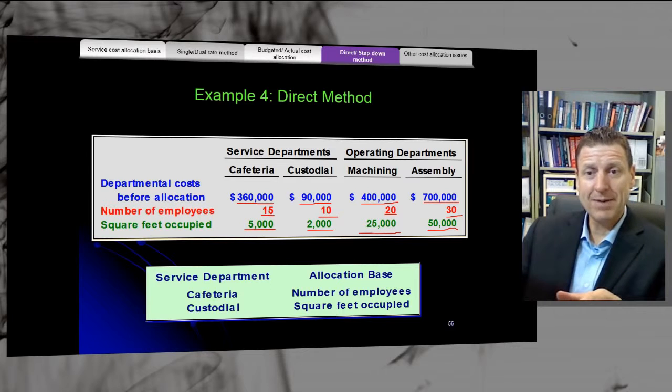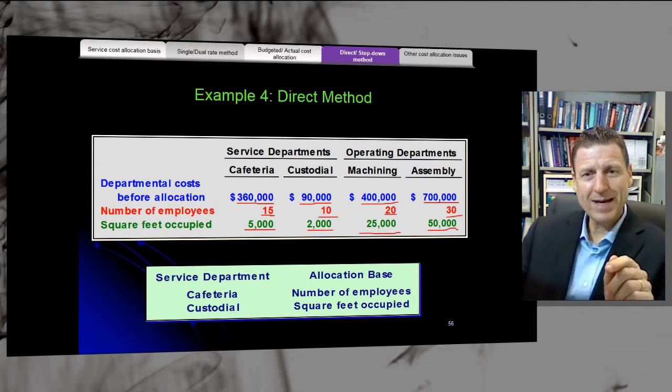Because if one department has more employees, they go into the cafeteria and they have lunch. Or if they're doing overtime, they'll go into the cafeteria and have an evening meal. So we can immediately think that, okay, the allocation base that we're going to use to spread the cafeteria costs to the operating departments will be the number of employees that work in each of these operating departments. And immediately we can see there's 20 in one, there's 30 in another, 20 and 30, 50. So we can say 40% for machining and 30% for assembly. You know that, don't you?